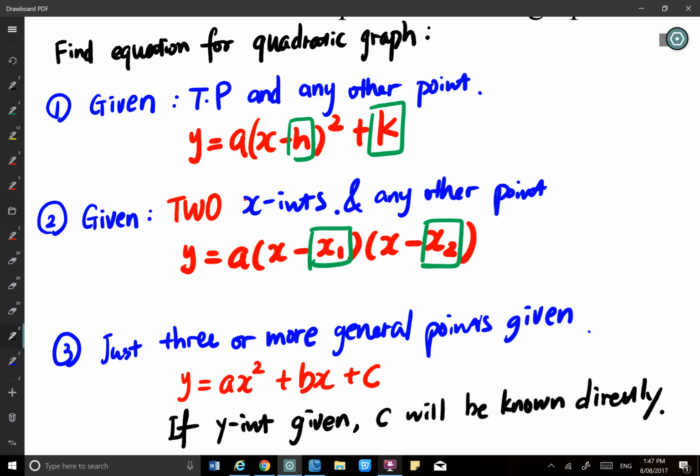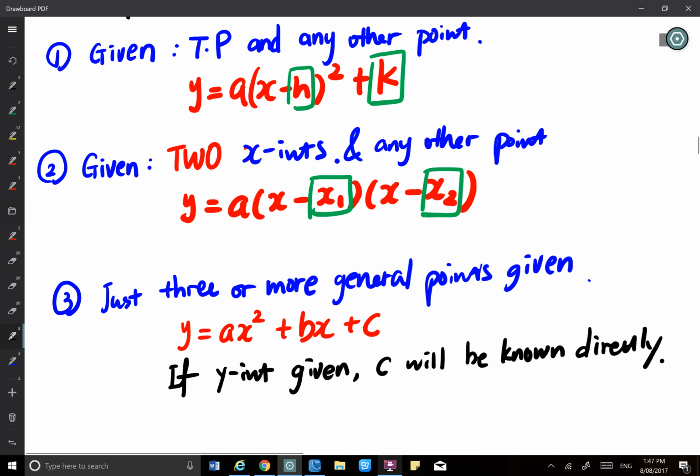First we check, do we have a turning point? If we have a turning point, that's the best case. We need the least information, because we only need one turning point and one other point. If we don't have a turning point, then we look at number 2. Do we have two x-intercepts? If we do, that's good as well. I just need to find the a value, which needs another point, so it's 3 points. If none of those cases apply, I need to go to number 3. Very unlucky, I need to set up 3 simultaneous equations and solve for the a, b, c values.